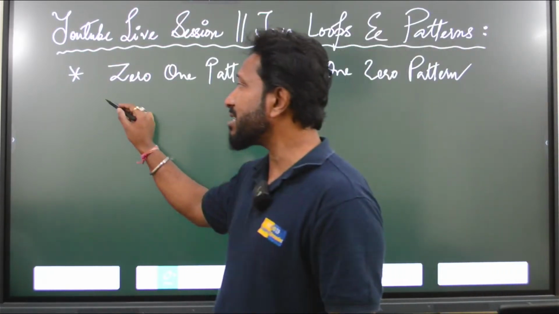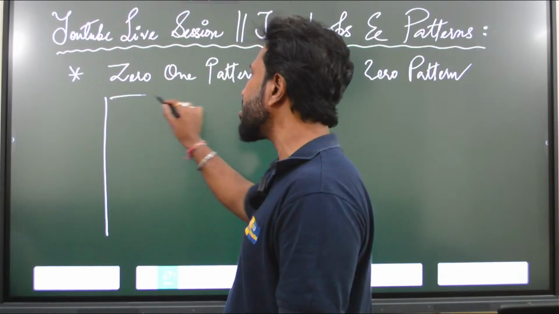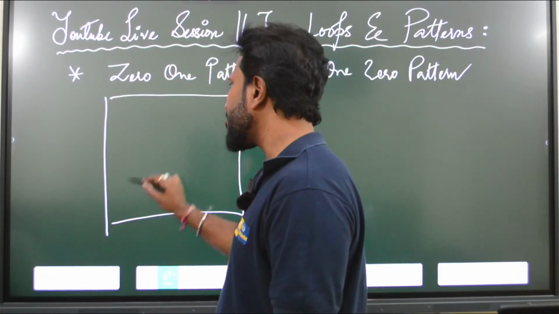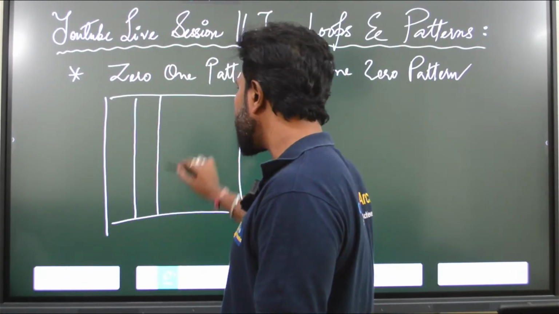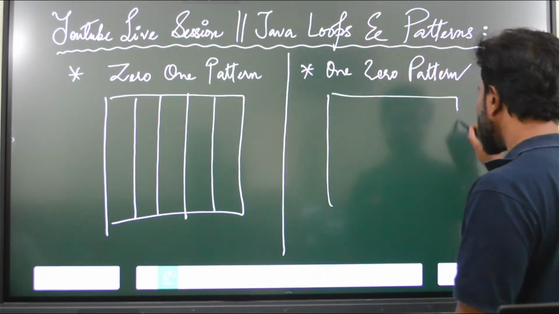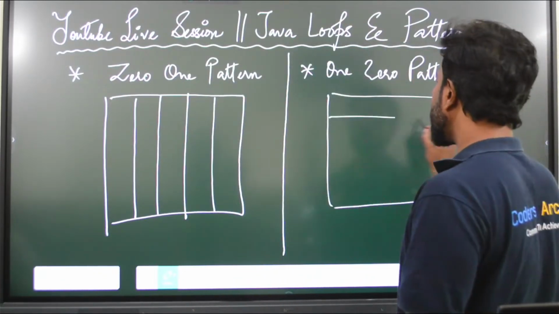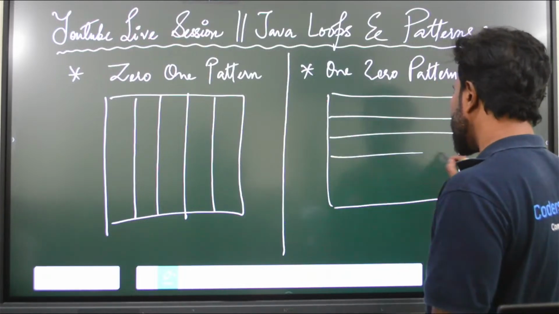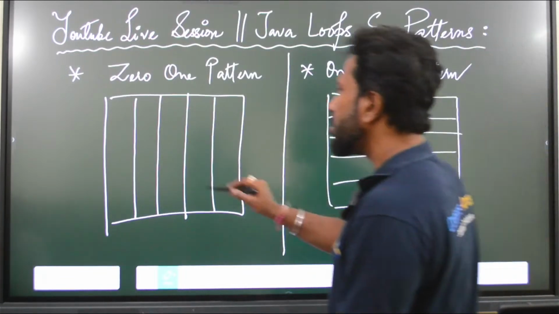Let me take a matrix of n cross n size. That means I will say 5 cross 5. 1, 2, 3, 4, 5. Same here, I will take the same thing. Not so difficult. The code is easy to write, but the only thing is you have to understand that.